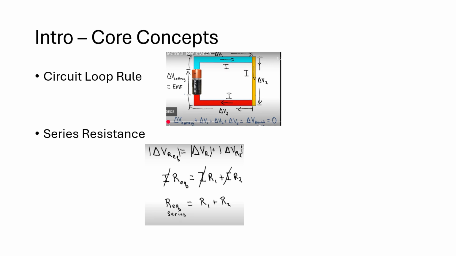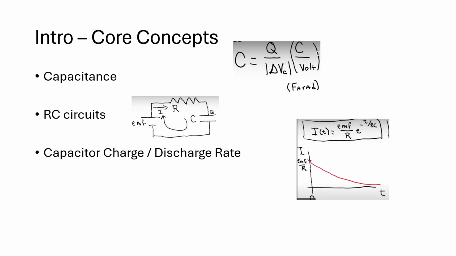A couple core concepts that are important to this lab. First, we're going to be using the circuit loop rule, which states that the potential difference around a loop in a circuit is always equal to 0. Next, we're going to be using the concept of resistance, particularly resistance of resistors in series. Some more concepts that will be useful, particularly in the second part of the lab: we're going to be using the concept of capacitance, RC circuits which contain a resistor and a capacitor, and the equation that dictates the capacitor charge or discharge rate with respect to time in an RC circuit.